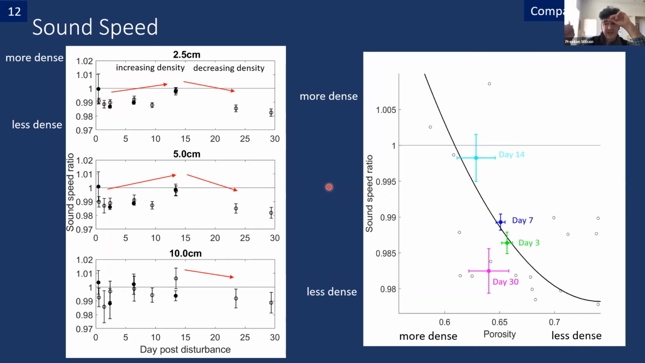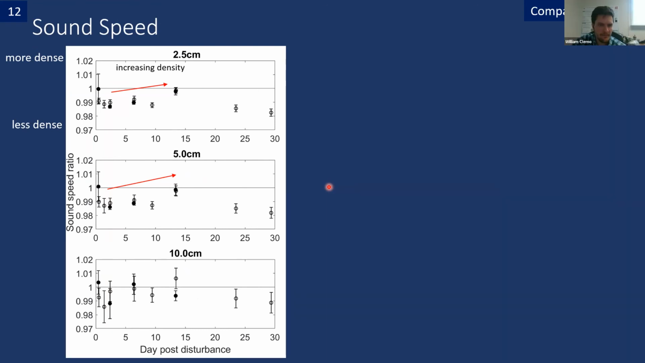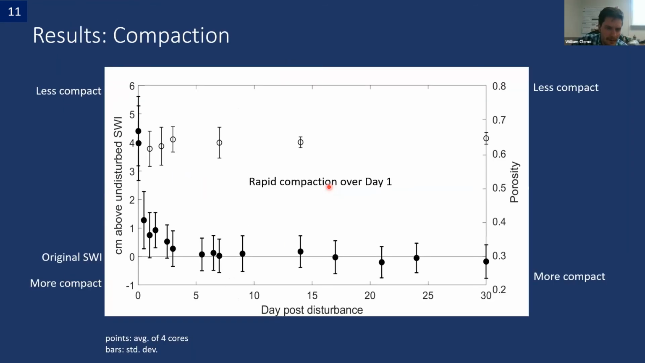What was the total amount of compaction in centimeters? It went from around 4 centimeters above to, well, my first measurement was about half an hour after I stopped resuspension. And so it went from 4 to less than 1 over the first 24 hours, basically.